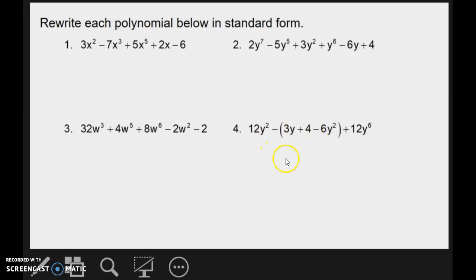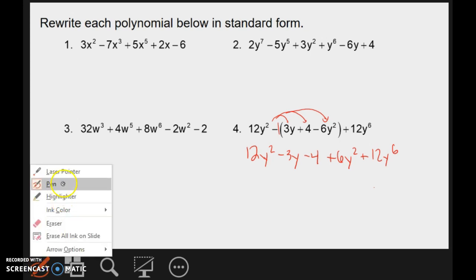I'm going to take this more challenging one here, the one in the lower right. So to do this, I need to get rid of the parentheses. I'm going to really treat this as a -1 in front. And I'm going to distribute that -1 to the three terms that are inside. So I'm going to have 12y squared minus 3y minus 4 plus 6y squared plus 12y to the 6th.